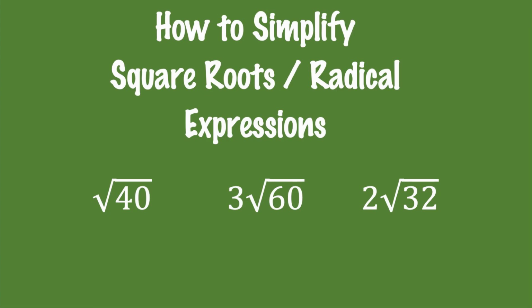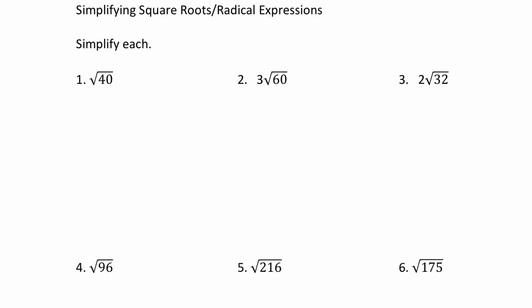This video is on how to simplify square roots, which are also known as radical expressions. All right, let's start with this first one, which is the square root of 40. Now, there are multiple ways to do this. Method one is to just make a factor tree out of this and break this down completely.